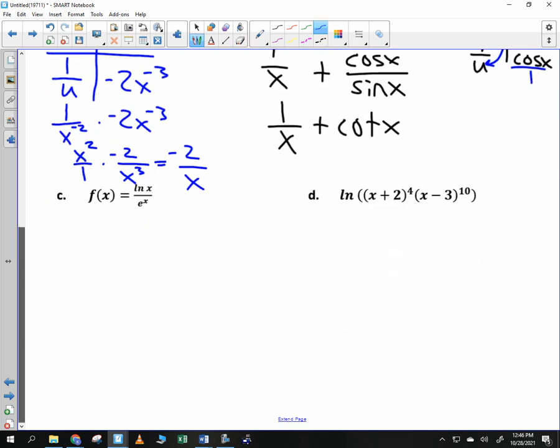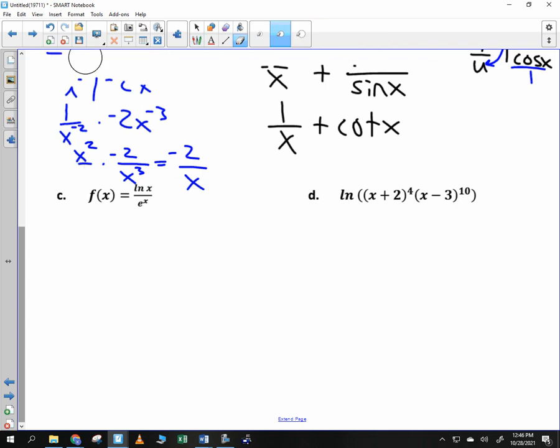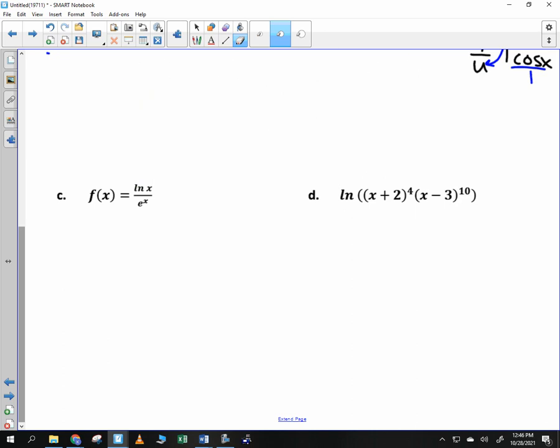All right. Letter C. What rule do you think we have to use here? Quotient rule is correct. So let's use the quotient rule. f prime of x is equal to, I take the derivative of the top, which is 1 over x, times e to the x.